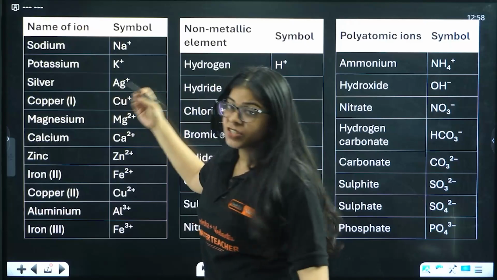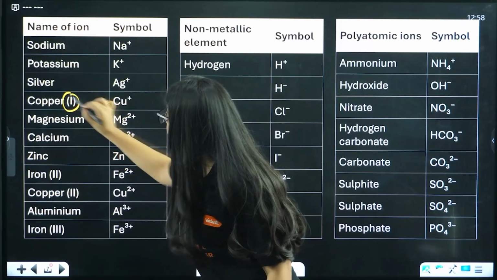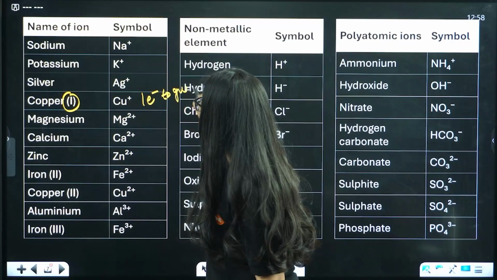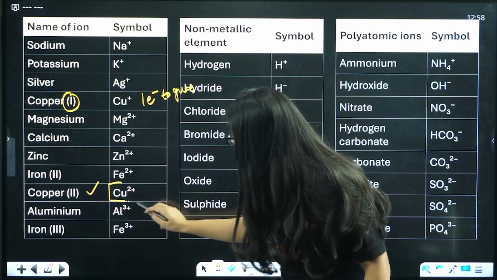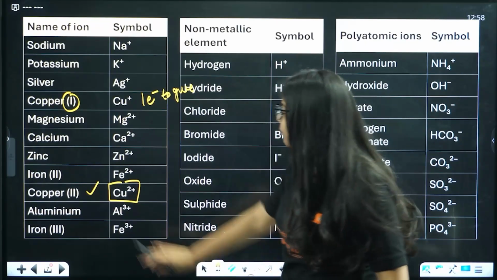Then silver Ag plus, copper 1. Copper 1 means that it has only 1 electron to give. Similarly, we have copper 2. For copper 2, we write Cu2 plus. That means it has 2 electrons to give, right?